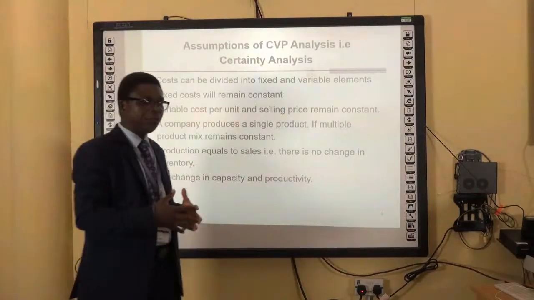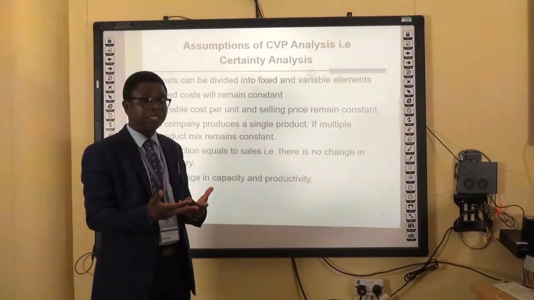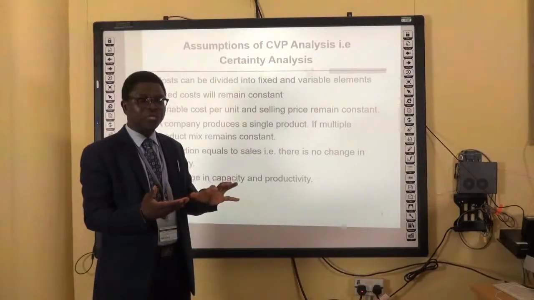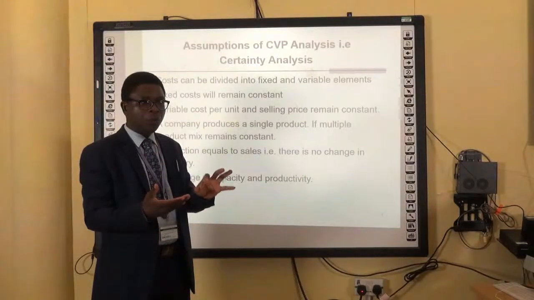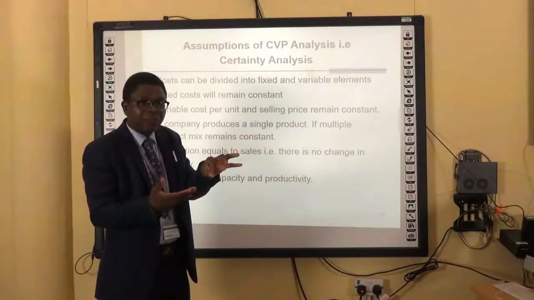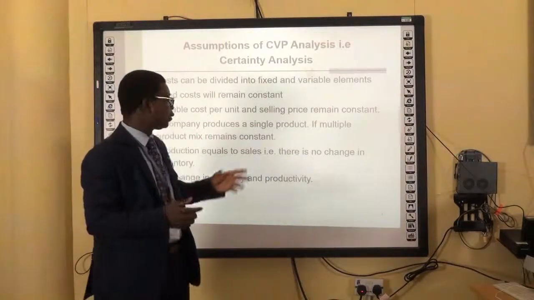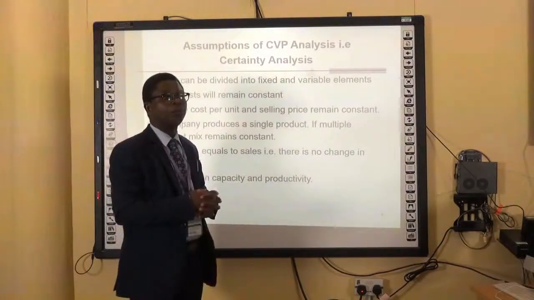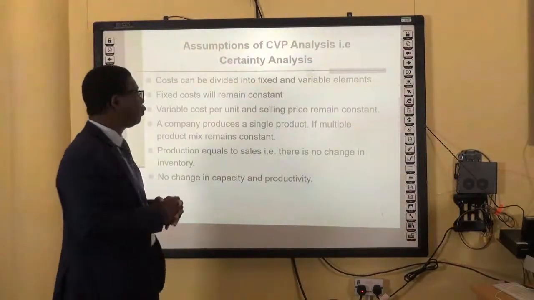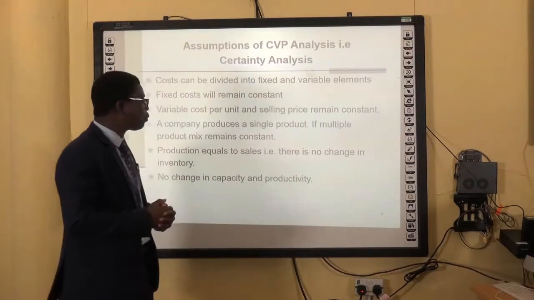In other words, if you have a company producing Coke, Fanta, and Sprite, in a crate of 24 bottles, we want to have a constant number of Coke, Fanta, and then Sprite in each crate. So there should be a constant mixture of products where the organization engages in the production of mixed products. Another assumption is production equals sales.